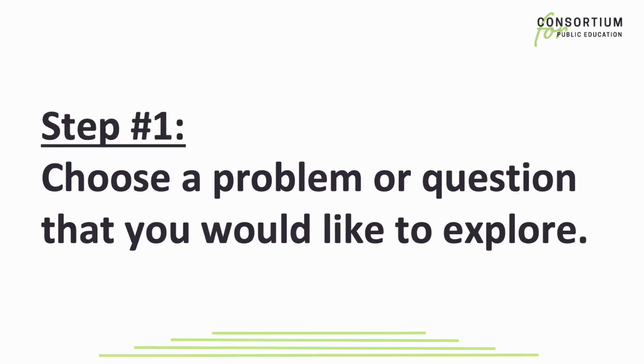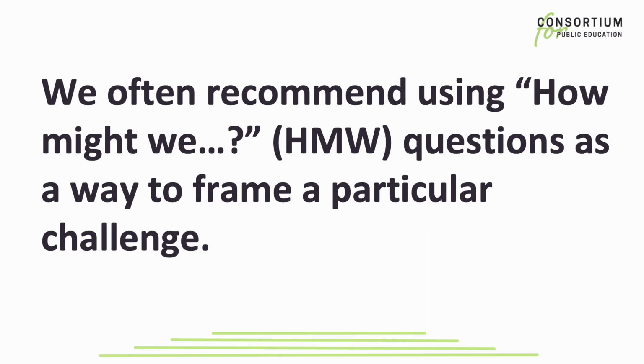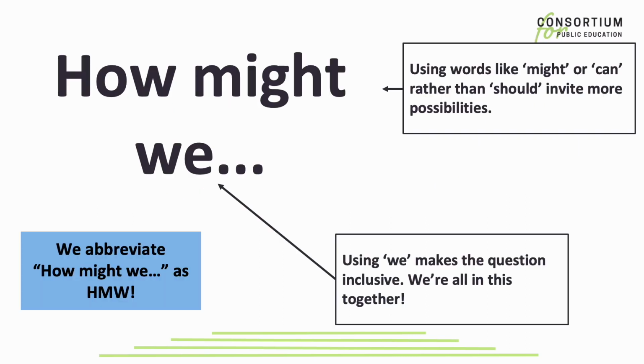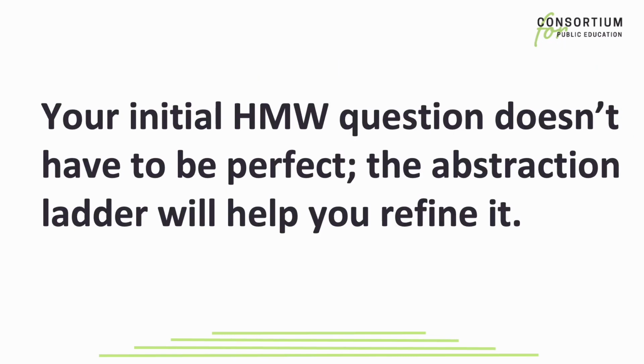Exploring why. Step 1. Choose a problem or question that you would like to explore. We often recommend using how might we questions, here abbreviated as HMW, as a way to frame a particular challenge. The language of a how might we question is helpful. Using words like might or can rather than should invites more possibilities. And using we makes the question inclusive, shows that we're all in this together. Your initial how might we question doesn't have to be perfect. The abstraction ladder will help you refine it.